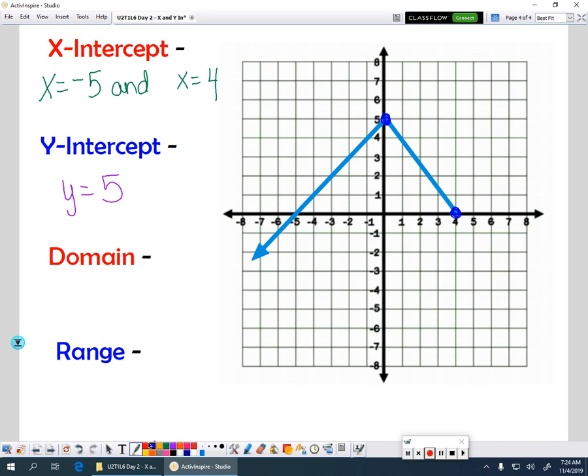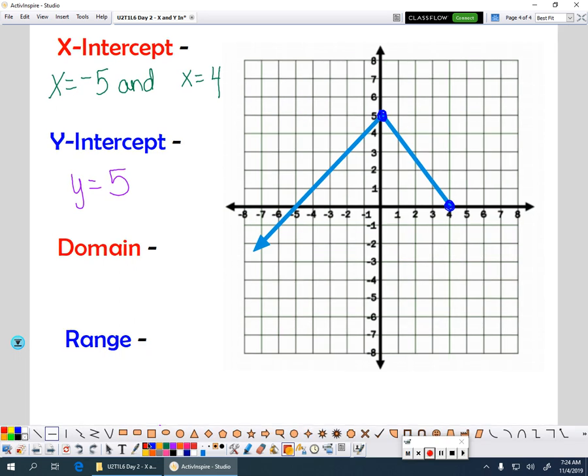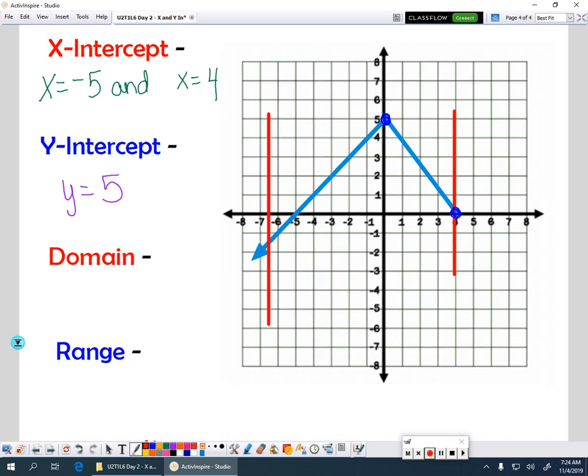Our domain are the values of my boundaries for my x values. So I'm going to draw a line here. I'm going to draw a line here so we can see what those boundaries are. And on the left side here, we have this arrow, which means we're going to keep going on and on and on until -infinity. On the right side, we have a definite boundary here at 4. So now my domain is going to go from -infinity all the way up to +4, and it's going to be all the x values in between there.